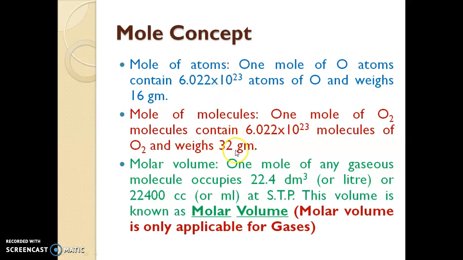Now this is the beauty. If you go for atoms, this number will be for atoms. If you go for molecules, this number will be for molecules, similar for ions. Now what is molar volume? Molar volume: 1 mole of any gaseous molecule occupies 22.4 dm³ or liter, or 22,400 cc or milliliter, at STP. This is known to you. This volume is known as molar volume, and this is only applicable for gases. Others are applicable for all, solid, liquid, everything.